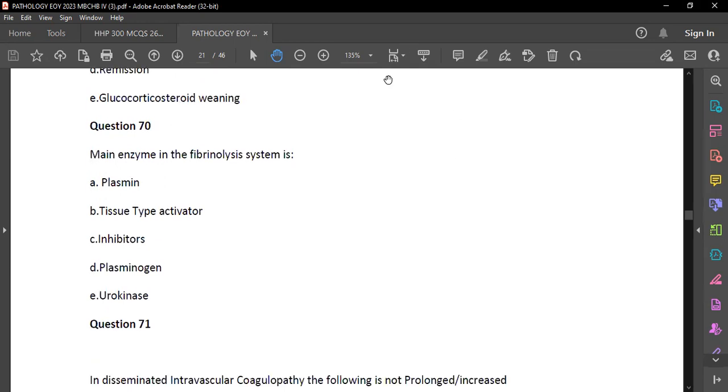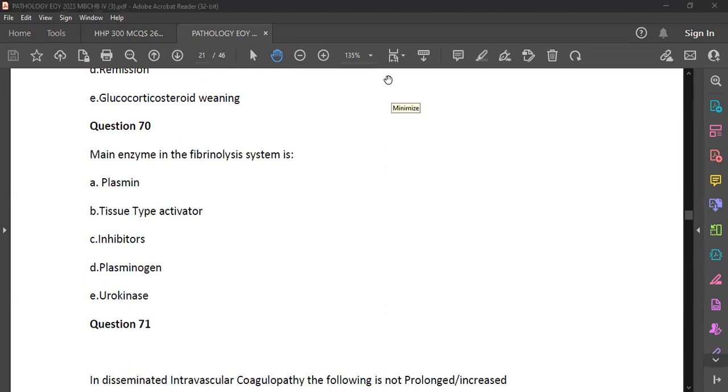All right. What is the main enzyme in the fibrinolysis system? So I'll ask a question. What type of system is the fibrinolytic system? We classified them and we repeated it. We said we have primary, secondary. So where would the fibrinolytic system fall? Anyone?